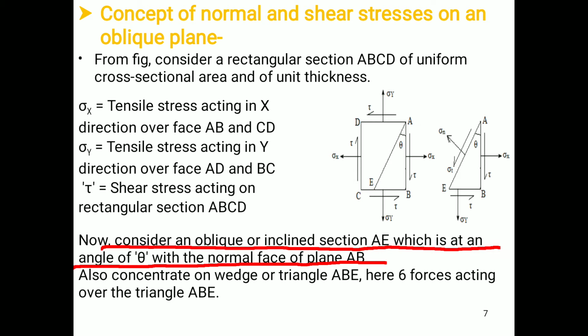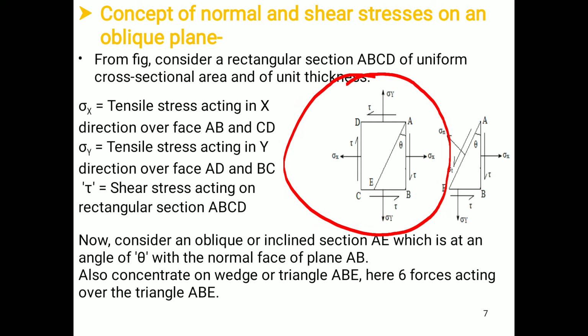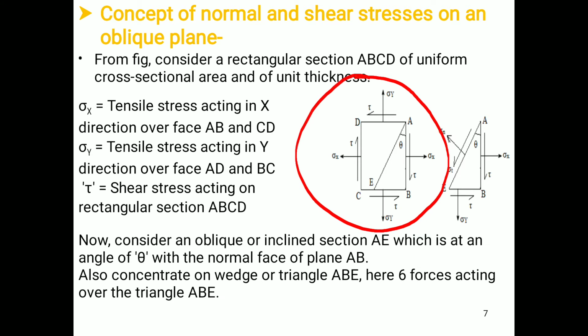Remember that we are going to find out the value of normal stress and the shear stress on an oblique plane for this particular given set of conditions. The shear stress is acting in this manner, again in this manner. The stresses sigma x and sigma y are considered tensile, and theta is with respect to the normal face of plane AB. You have to remember it, and for this given set of conditions we are going to derive the value of normal stress and the shear stress on an oblique plane.